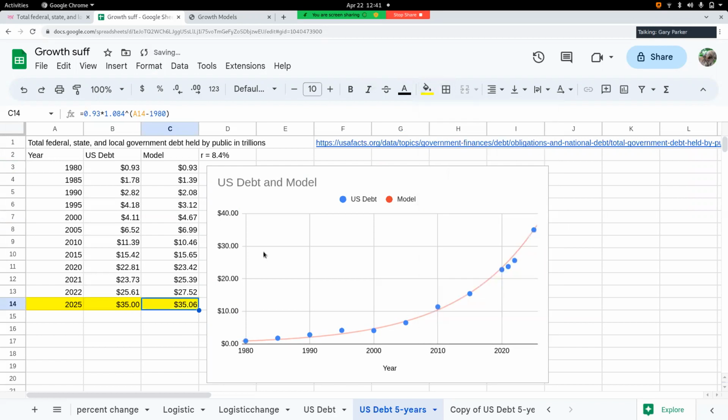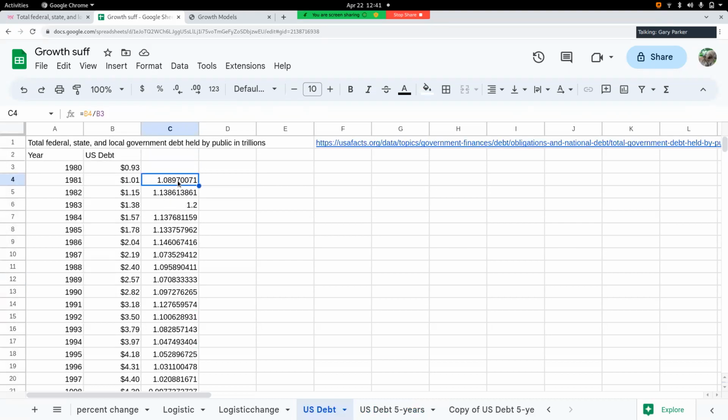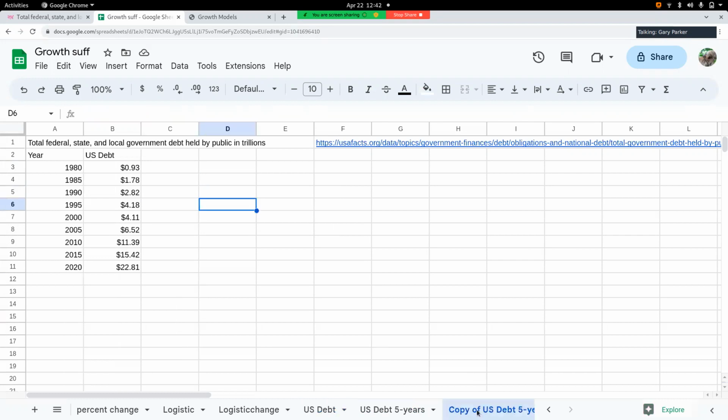Okay, so if your data does go year by year, you can just divide consecutive years. Take the current year, divide by the previous year's amount, and check a whole bunch of them to try and find an average. What if it's not every year? What if it's like every 5 years? Then it's a little bit more complicated. So let's try that over here. Here I have the same data, but it jumps every 5 years.